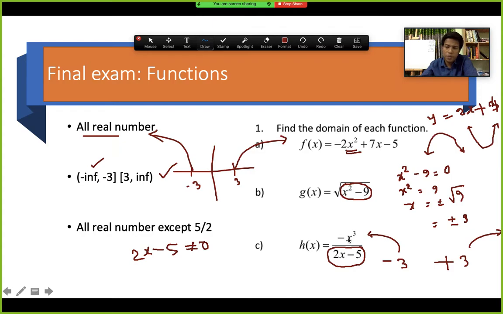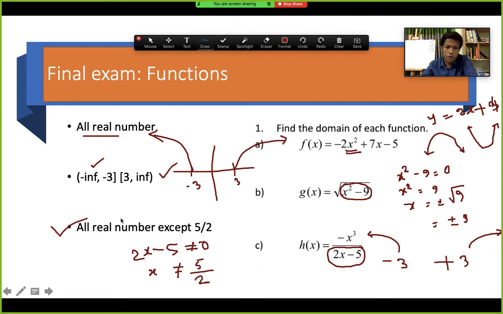Numerator is no problem. Numerator can be 0, because 0 divided by something equals 0. So we have 5 divided by 2 here. That means x cannot be equal to 5 divided by 2.